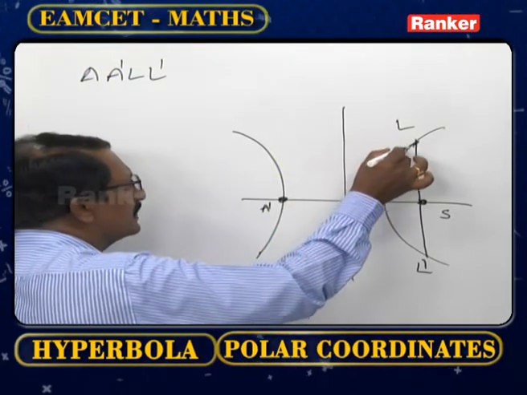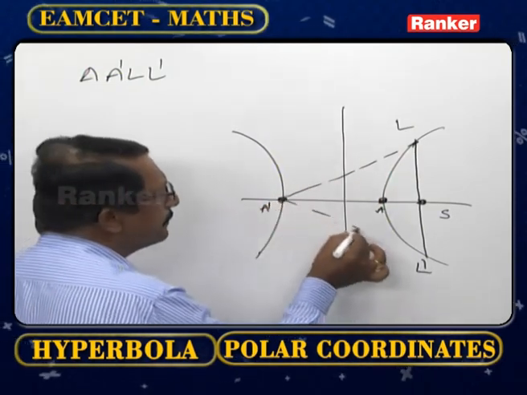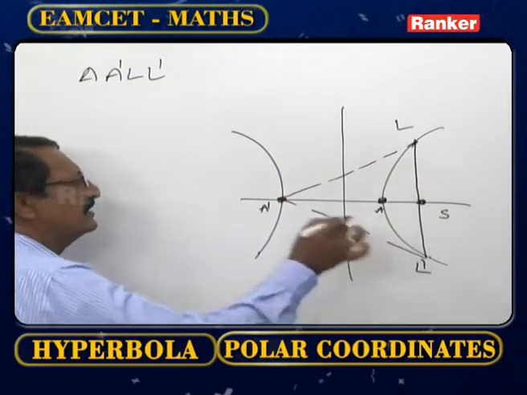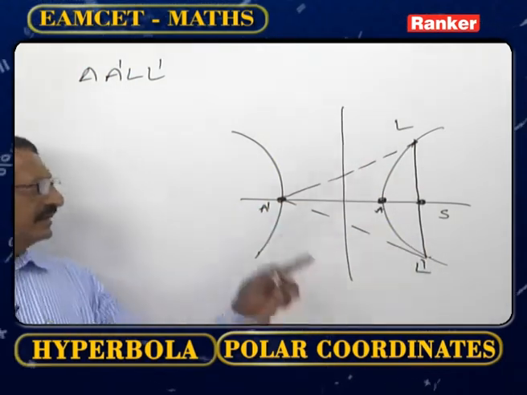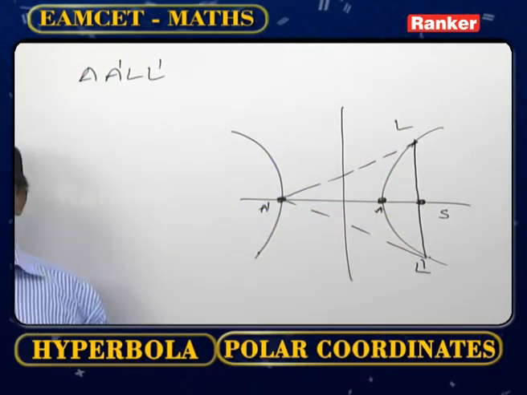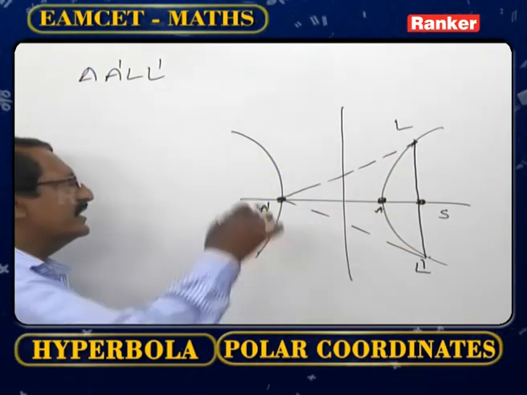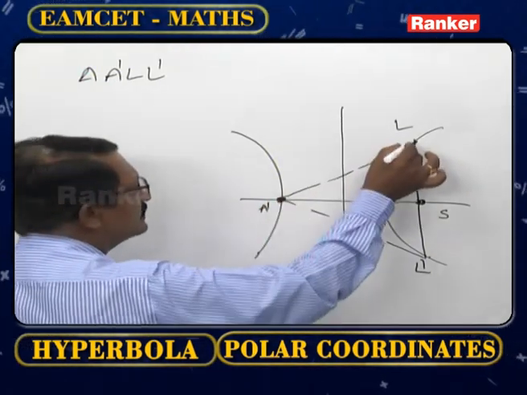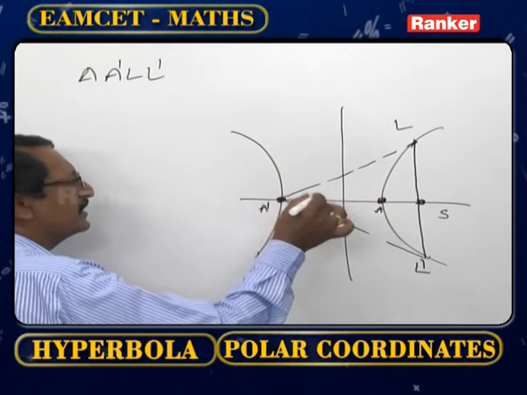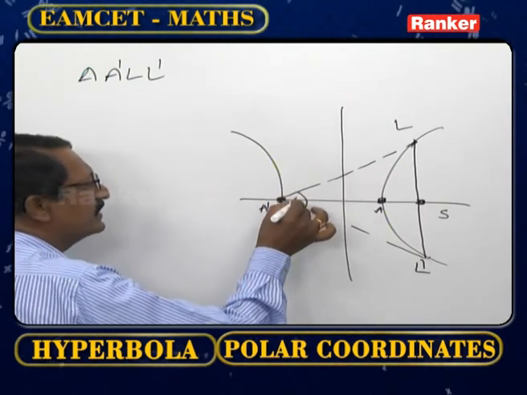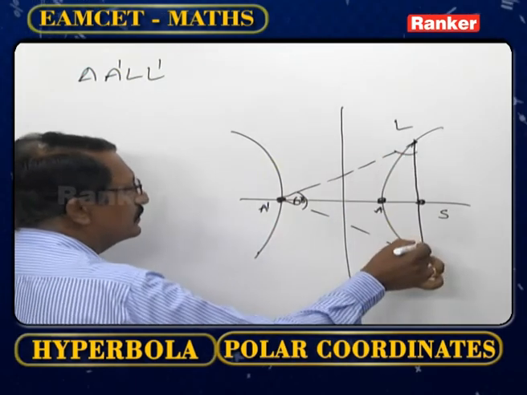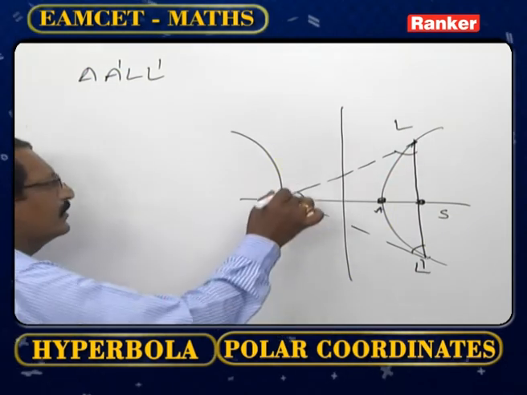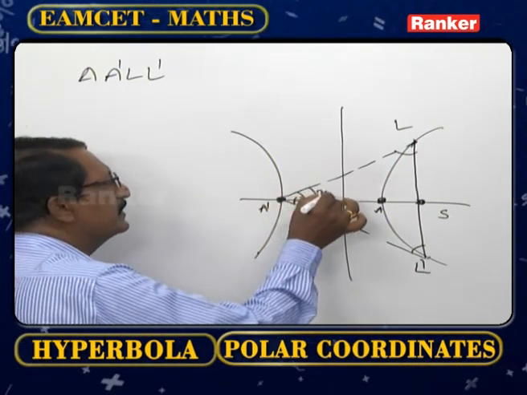But in the problem, given triangle A dash L L dash is an equilateral. Now required eccentricity of the hyperbola. Triangle A dash L L dash is an equilateral triangle. Now each angle equals 60 degrees, since each angle equals 60 in an equilateral triangle. Now semi angle equals 30 degrees.